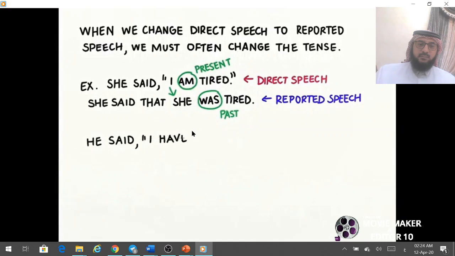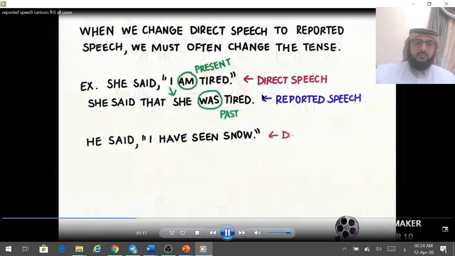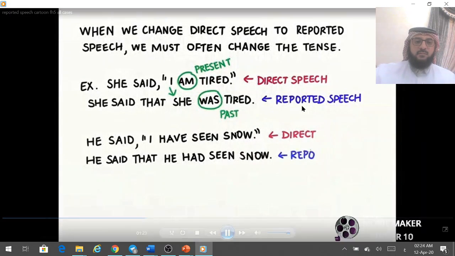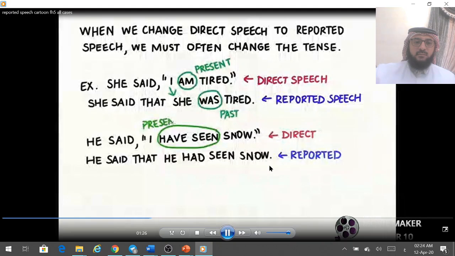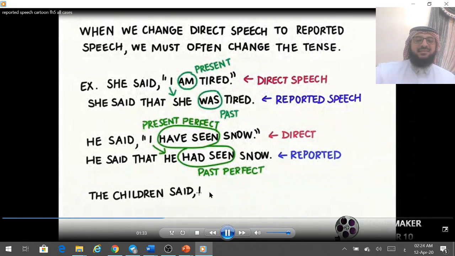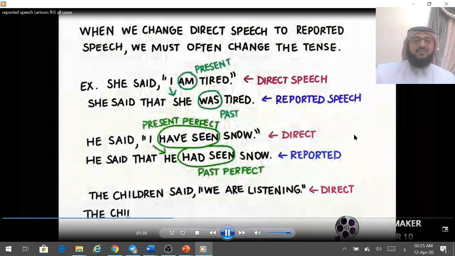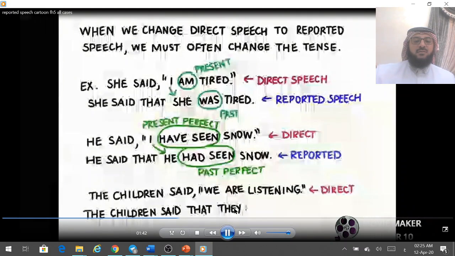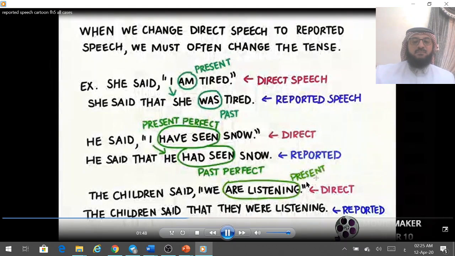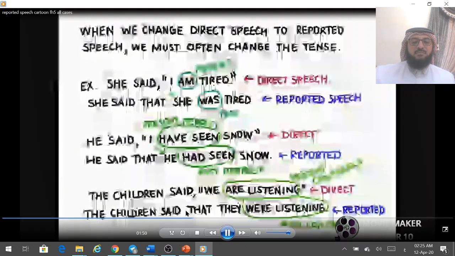He said, I have seen snow. This is direct speech. In reported speech, we say, he said that he had seen snow. Notice the present perfect changes to the past perfect. إذن أي present يتحول إلى past. طيب والpast إيش نسوي فيه؟ The children said, we are listening. This is direct speech. The children said that they were listening. This is reported speech. Notice the present continuous changes to the past continuous.